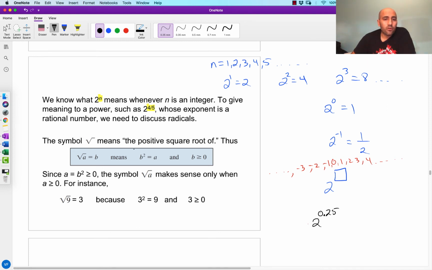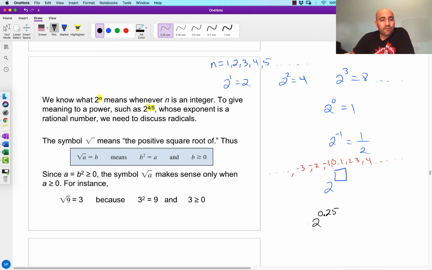So this symbol means the positive root of, thus the square root of a is equal to b. This means that b squared is equal to a, and that b must be positive, must be greater than or equal to 0. That's the definition of what this means. So, since a equals b squared has to be a positive answer, whenever you take any number and you square it, you get a positive answer. Then the symbol, the square root of a, makes sense only when a is positive. So we're only dealing with cases where we have the square root of a positive number. That's what this is saying here.